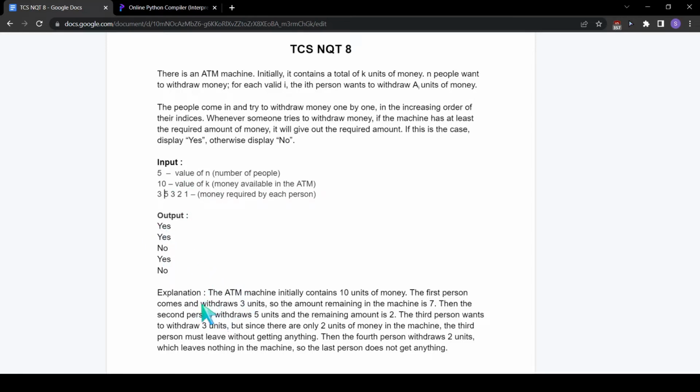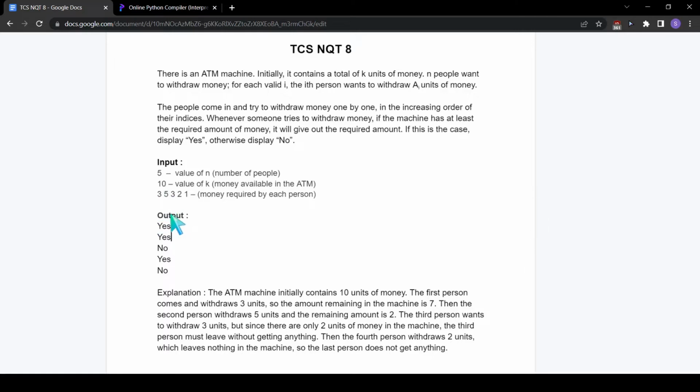Now this is the explanation of how this output actually came. The ATM machine initially had 10 units of money. Then the first person came and he withdrew 3 units of money. So now the machine has 7 units of money. Since he could withdraw, we printed yes. Then the second person came, he wants 5, we have 7, so we gave it to him. Since the machine had enough, we printed yes.